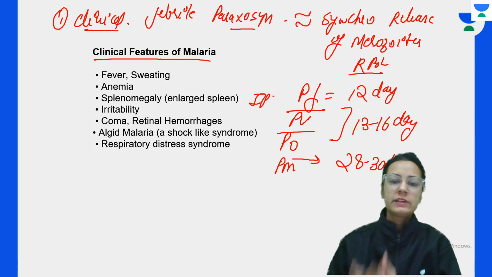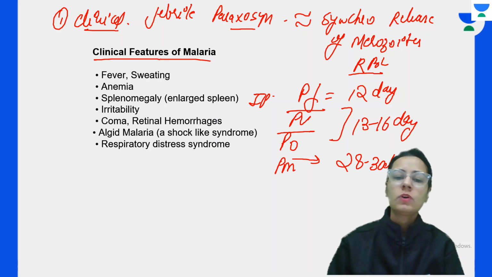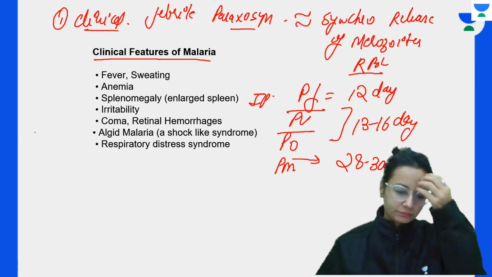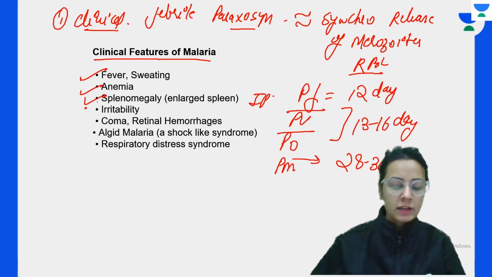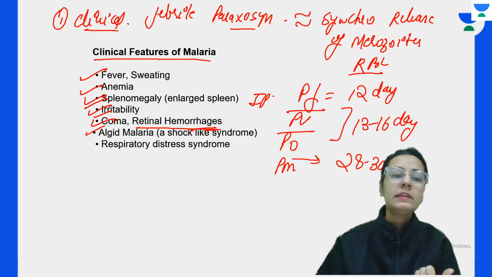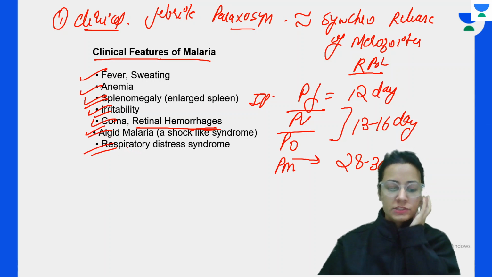So, what is the incubation period? Falciparum is the most aggressive one, so the incubation period will be the shortest, that is 12 days. Then we have 13 to 16 days for vivax and ovale, and for malariae it is 28 to 30 days. Now, fever, sweating, anemia, hepatosplenomegaly, irritability, coma, and retinal hemorrhage are all due to vascular occlusion. Then we have algid malaria, which is a shock-like syndrome, and respiratory distress syndrome.